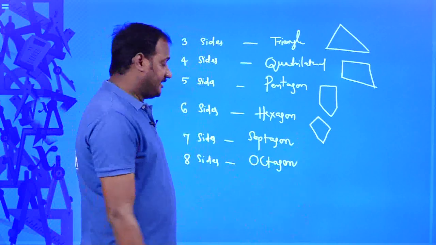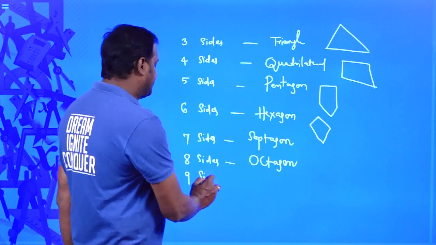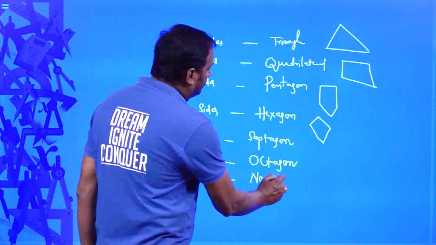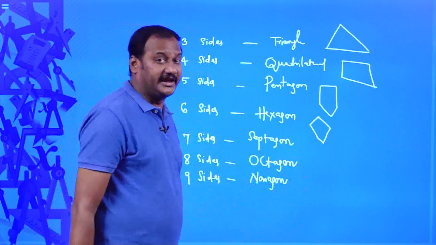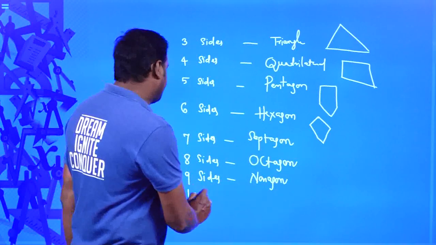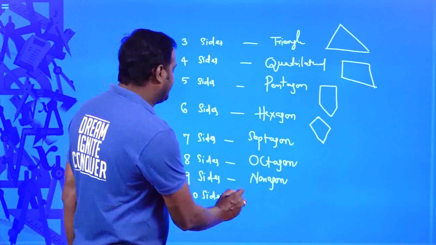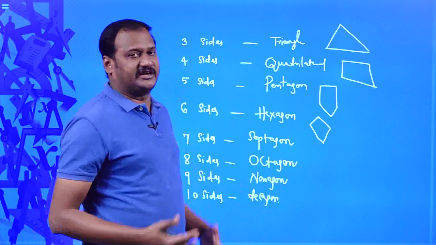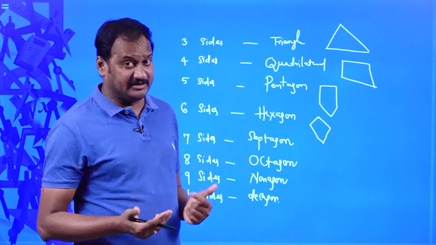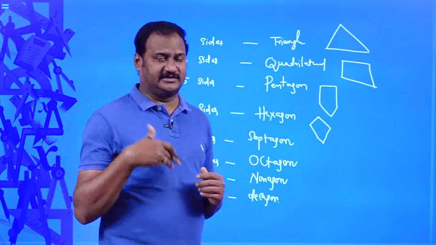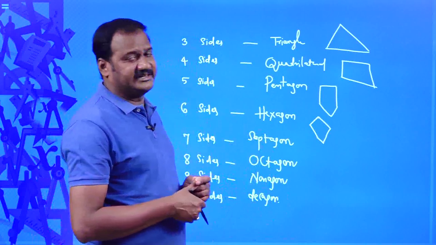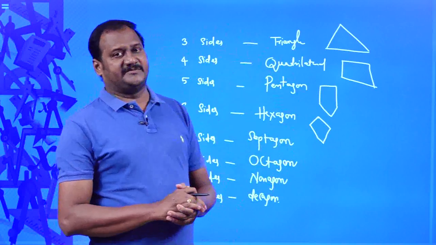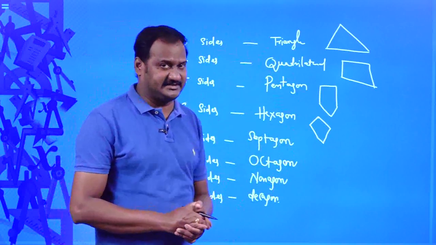Octagon. Okay? If a polygon consists of nine sides, then what do you call that? You can call it a nonagon. Nonagon, not nanogon, it is nonagon. Okay? A polygon consists of 10 sides, then what do you call that? It is said to be a decagon. And from 11 sides onwards, you can call them an 11 sided polygon or 11 gon, 12 sided polygon or 12 gon, 13 sided polygon or 13 gon, n sided polygon is said to be n gon. Right? So, these are different types of polygons as per the number of sides.